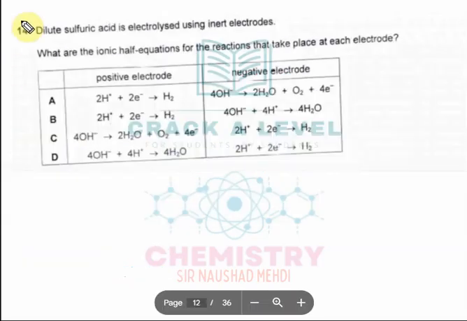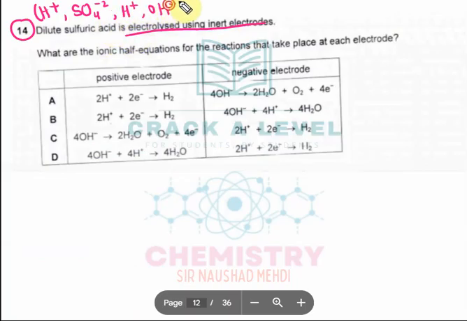MCQ number 14. Dilute sulfuric acid is electrolyzed using inert electrodes. So dilute sulfuric acid means H plus, and sulfuric acid also contains SO4 2- ions, and since it's dilute, it means it is aqueous, so H plus and OH minus also. So what are the ionic half equations for the reaction at each electrode?